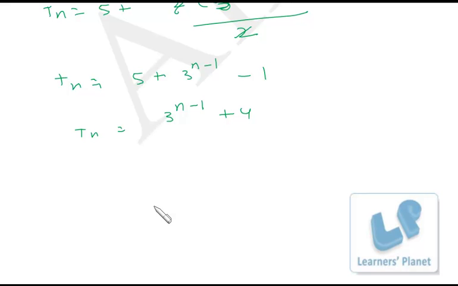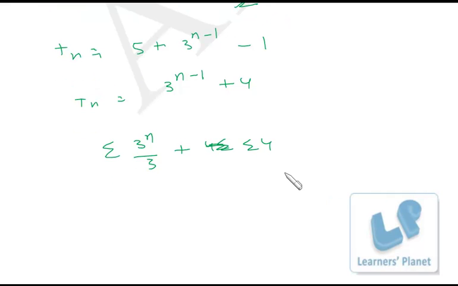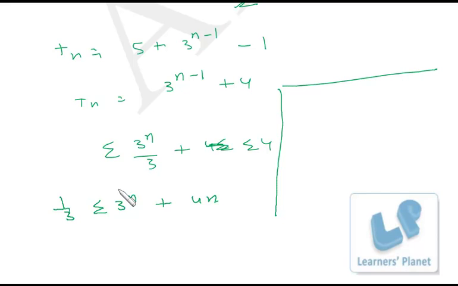Now to find out the sum, we need to do the summation. So sigma, this is 3 raised to n by 3 plus sigma 4, so it is 1 upon 3 sigma 3 raised to n plus 4n, right? 4n times, that means 4n. Now what is sigma 3 raised to n? Sigma 3 raised to n means 3 raised to 1 plus 3 raised to 2 plus 3 raised to 3 till 3 raised to n. So that is a geometric progression with n terms.